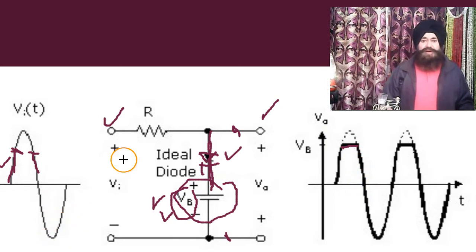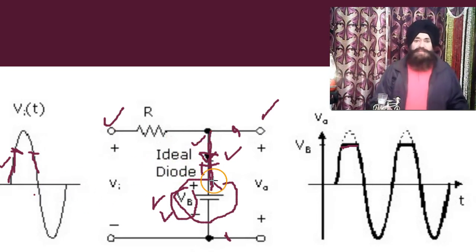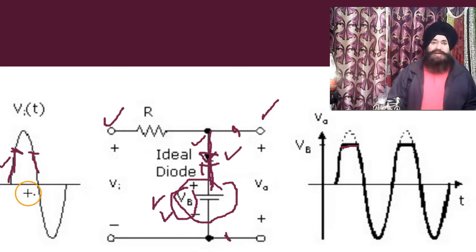So when the negative half comes, the negative cycle also makes it reverse biased. This diode is already reverse biased, and the negative at this end supports this VB, which also makes the diode reverse biased. So it means open circuit, so the voltage here appears here. That's why this voltage goes like this in the output circuit.